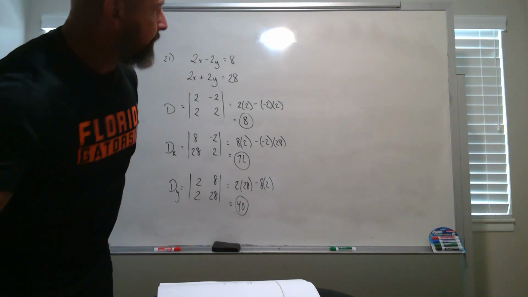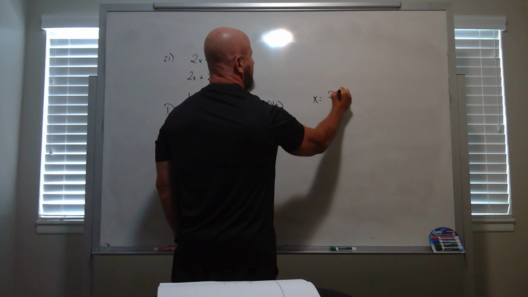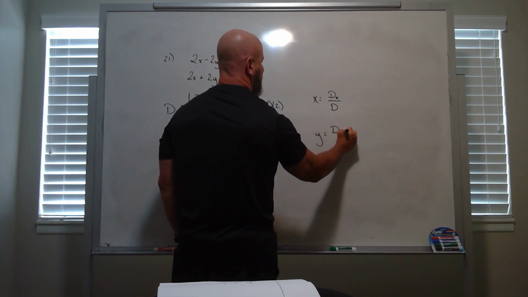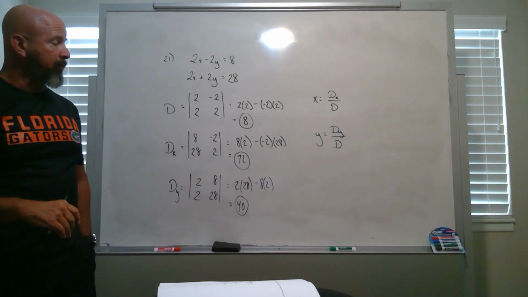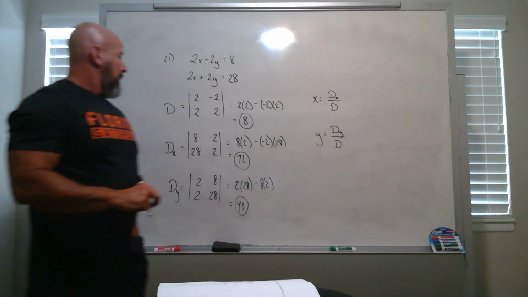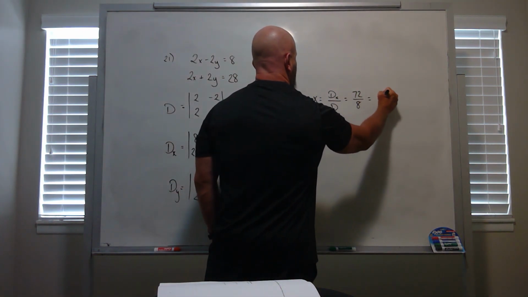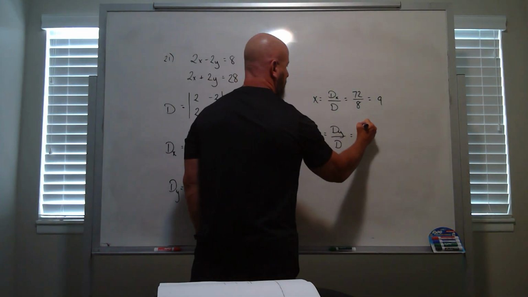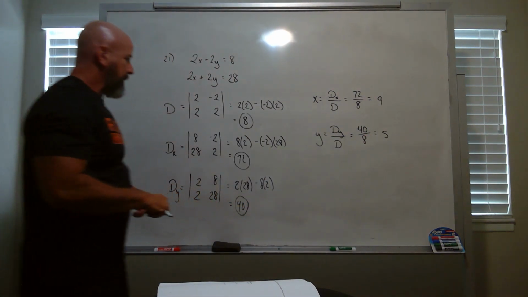So Cramer's rule. X was my D subscript x over D. Y was my D with respect to y over D. And I have my numerical values there I can substitute in. So that would be 72 over 8. So x is 9. And then 40 over 8. So y is 5.